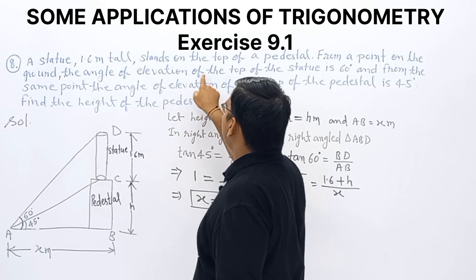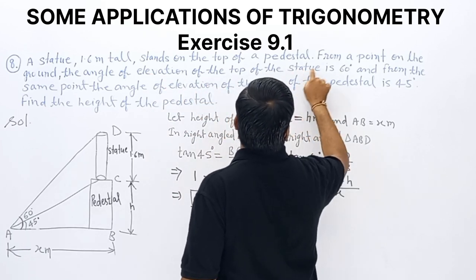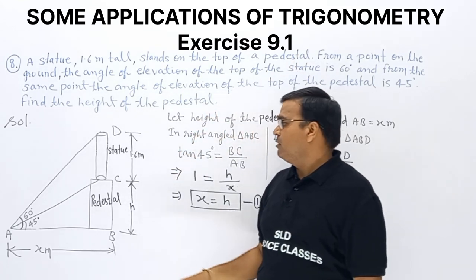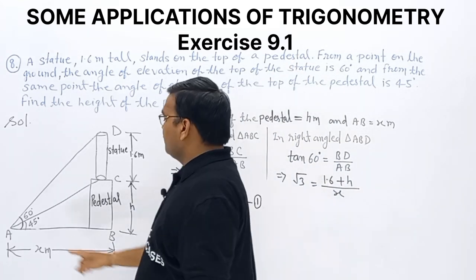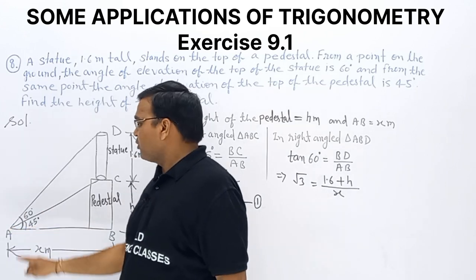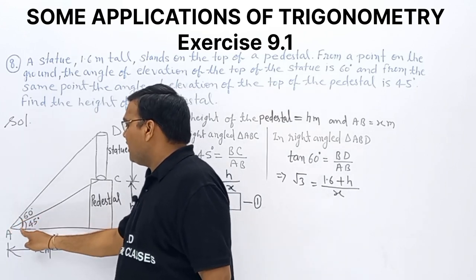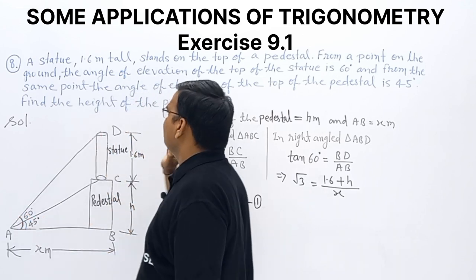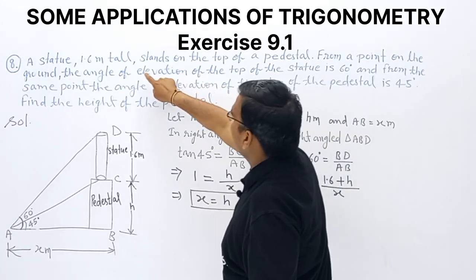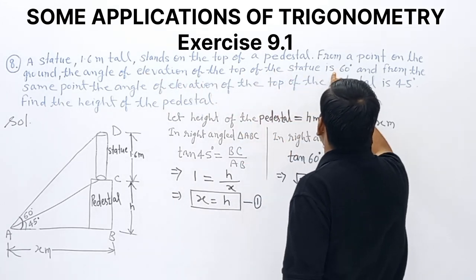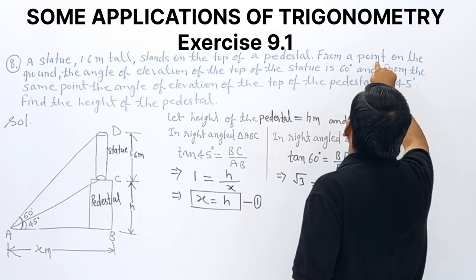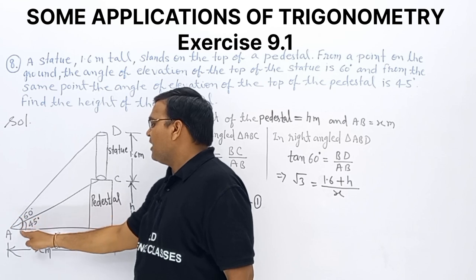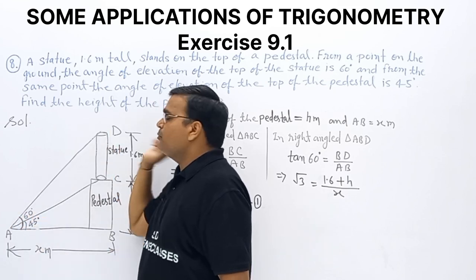The angle of elevation of the top of the statue is 60 degree. We are having one point on the ground. Let this be one point. From this point, the angle of elevation of the top of the statue is 60 degree. What is given? The angle of elevation of the top of the statue is 60 degree from a point on the ground. So we are having this point. From this point, the angle of elevation is 60 degree to the top of the statue.